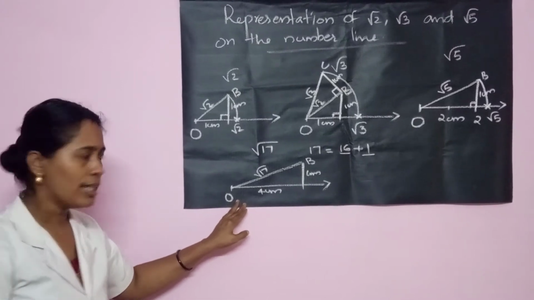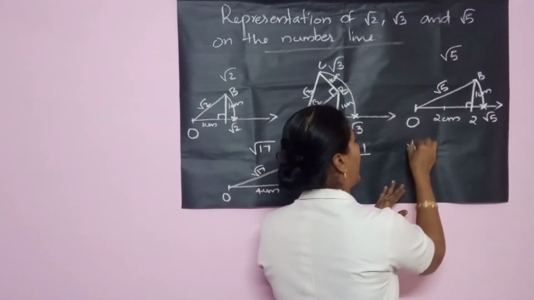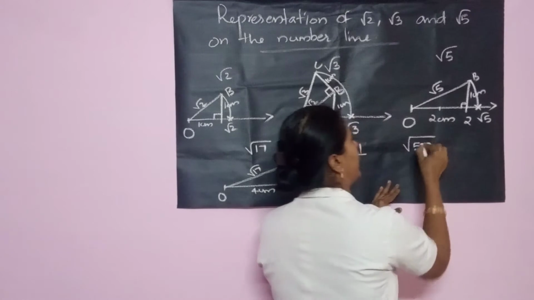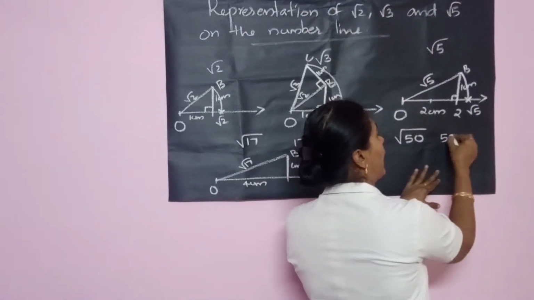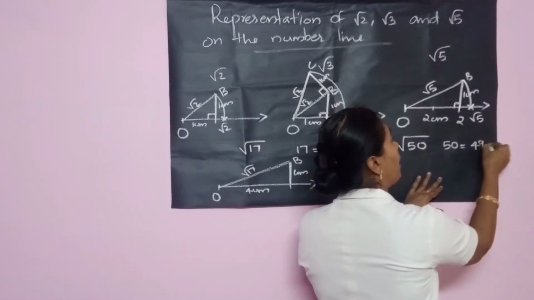Is it clear? Similarly, suppose you take the value root of 50. Already you know how to write 50. 50 can be written as 49 plus 1.